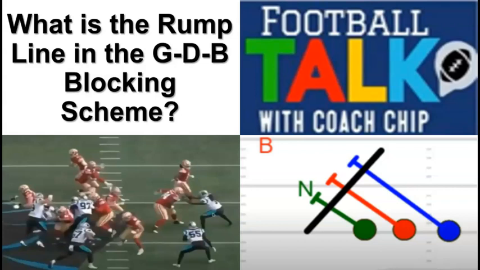It's an excerpt from the extended gap down backer blocking scheme video, which is linked below. This is just answering the question, what is the rump line in the gap down backer blocking scheme?